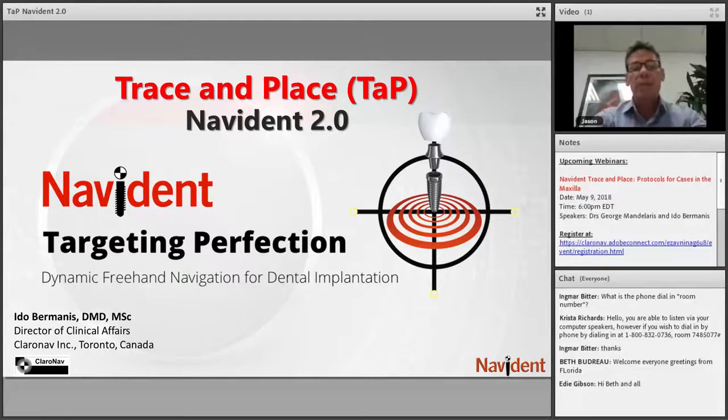So the most obvious among TaP's many advantages is taking what was formerly, and the current users can ascribe to this, a 20 to 30 minute pre-surgical registration process and turning it into a 2 to 3 minute process that fits very nicely and easily into your regular surgical workflow.